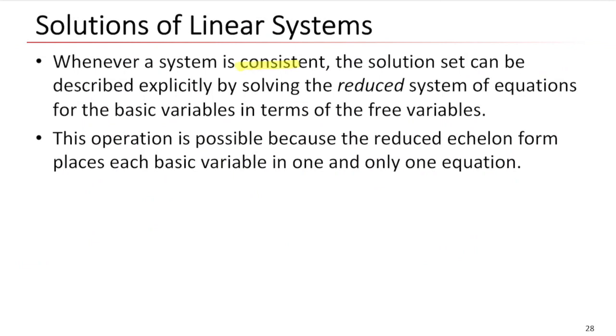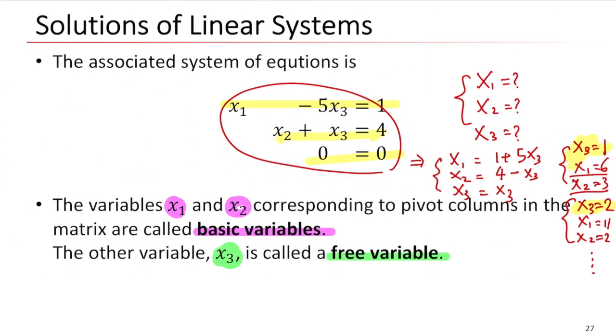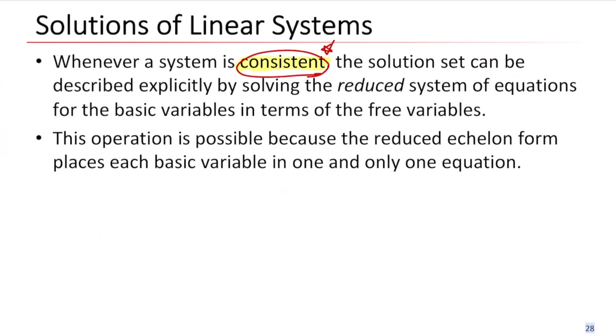Whenever a system is consistent, do you remember what consistent is, from the last lecture? Then the solution set can be described explicitly by solving the reduced system of equations for the basic variables in terms of the free variables. This operation is possible because the reduced echelon form places each basic variable in one and only one equation. So this is the concept of basic variables and free variables. This is the end of today's lecture. We will discuss further about this concept.